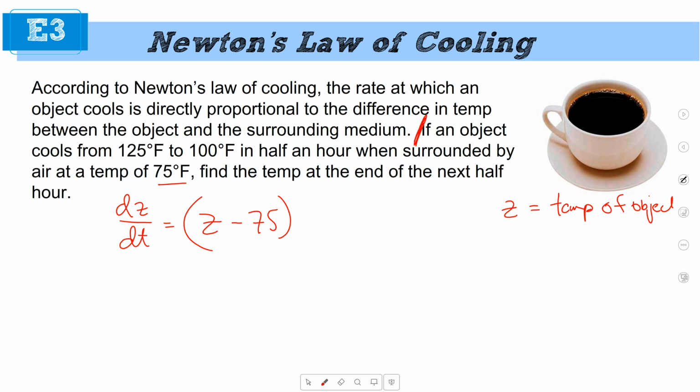I think we're good, right? Because we know the room temp is 75. The room temp doesn't change at all, does it? Oh, sorry. I forgot a constant, because it's proportional. Let's use C instead of K for a change.